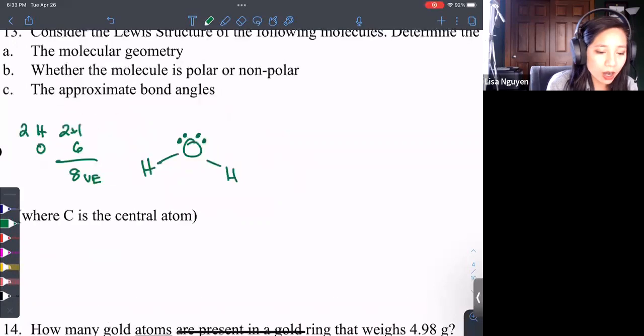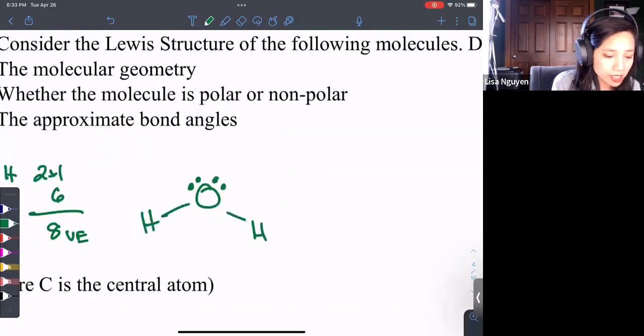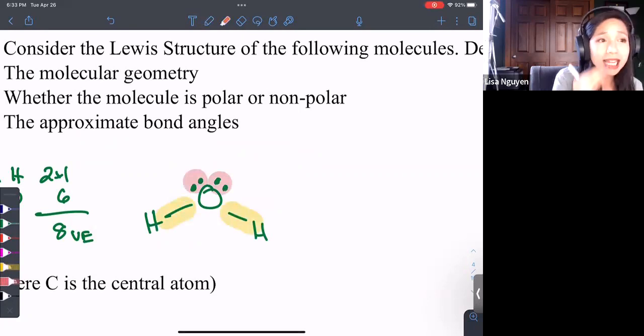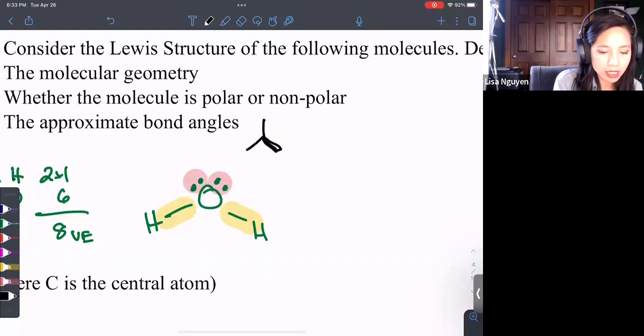So here's where we count the number of bonds and lone pairs, and that can tell us what the molecular geometry is. There's 2 bonds and 2 lone pairs. So that's a total of 4 electron clouds. So the electron geometry would be tetrahedral. If we looked at all of the electrons, it would be a tetrahedral where all the bond angles are 109.5.